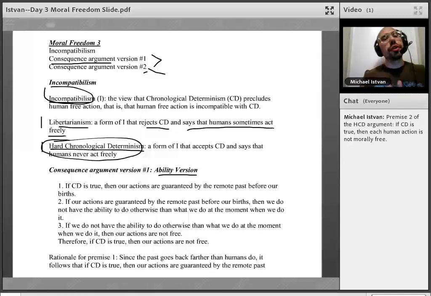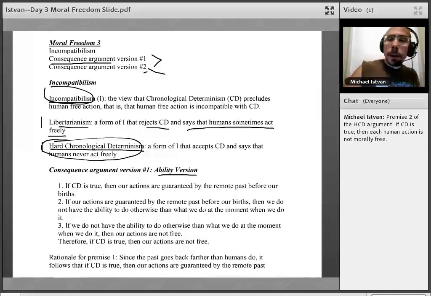If chronological determinism is true, then our actions are guaranteed by the remote past before our births. That's premise 1. Premise 2: if our actions are guaranteed by the remote past before our births, then we do not have the ability to do otherwise than what we do at the moment when we do it. 3. If we do not have the ability to do otherwise than what we do at the moment when we in fact do it, then our actions are not free. Now, of course, even though I'm just using the word free, understand we're talking about moral freedom. They're not morally free.